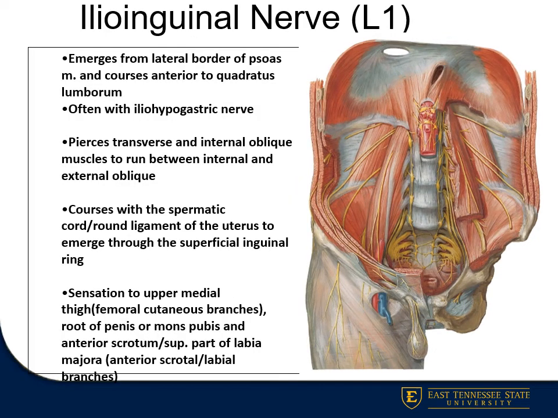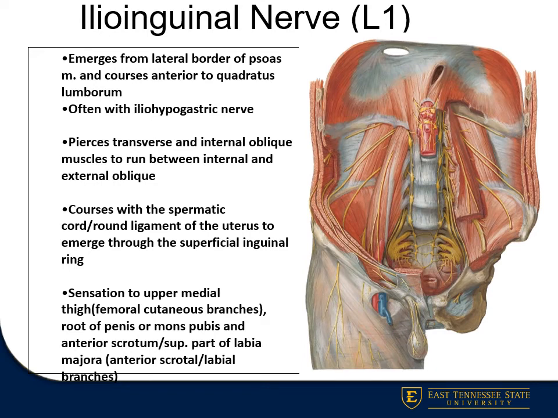The ilioinguinal nerve, which again consists of L1 spinal segments, courses again laterally from the psoas and more inferiorly than the iliohypogastric, but also courses over the quadratus lumborum muscle. We will see later on how this continues along its course with the spermatic cord or the round ligament of the uterus. It courses through the superficial inguinal ring. This will provide sensation of the upper medial thigh, also the root of the penis or the mons pubis, and anterior scrotum or superior portion of the labia majora.